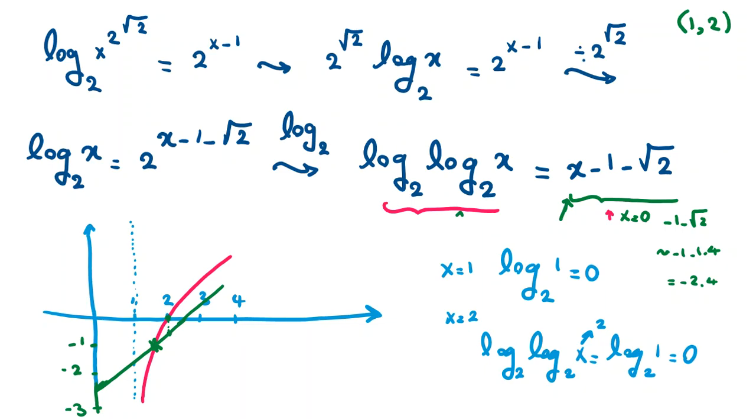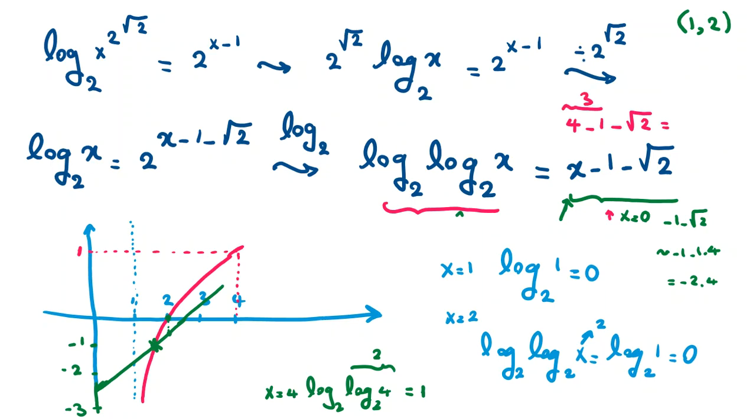Now, the next intersection, if we calculate another number, 4 is good to calculate. If x is 4, log 2 of 4 will be 2 and it will be 1. So for x equals 4, the red one will be 1. So if I want to show this part, it will be 1. Now, if we consider here 4 minus 1 minus root 2, it will be 3 minus root 2, which is around 3 minus 1.4. It will be 1.6. Okay, so we understand that here it is 1.6, this part, the green one, and the next one is this.